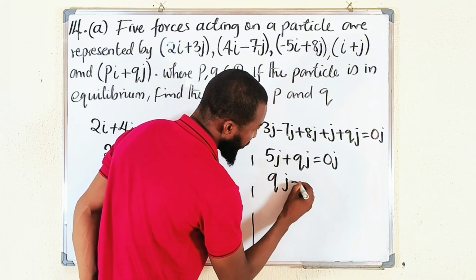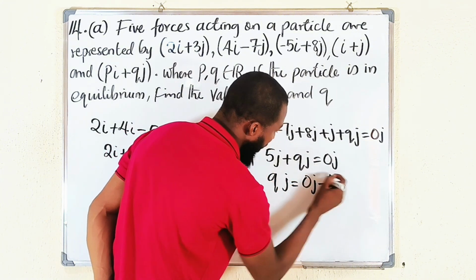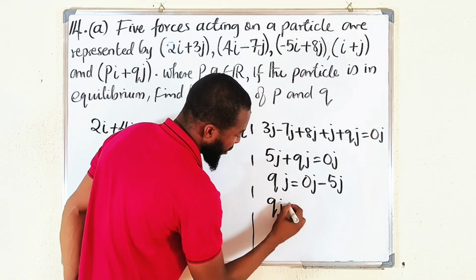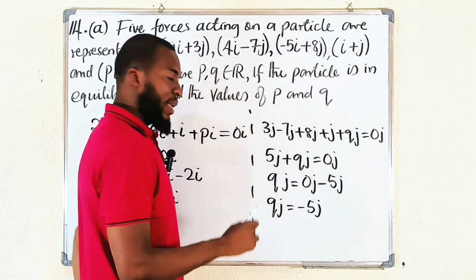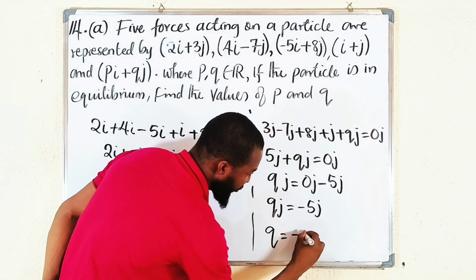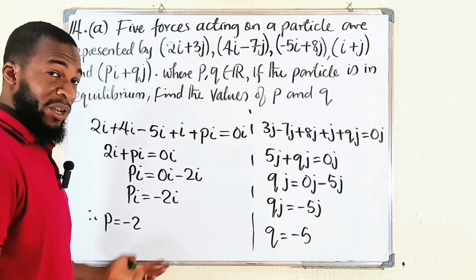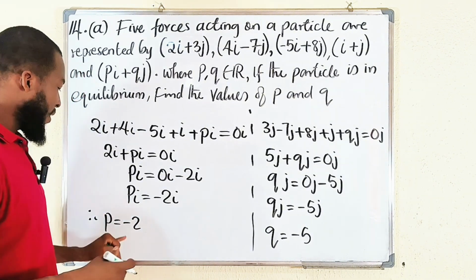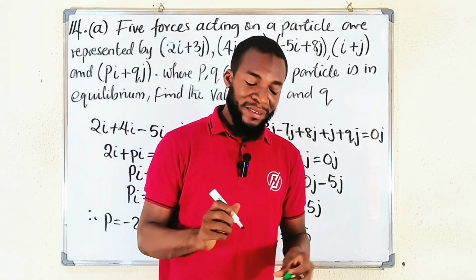QJ is equal to 0J minus 5J as this crosses over. QJ is equal to negative 5J. And this implies that Q is equal to negative 5. So we can conclude that if you like, we can bring them together, but it is not necessary. You can see that P is negative 2 and Q is negative 5, as simple as that.